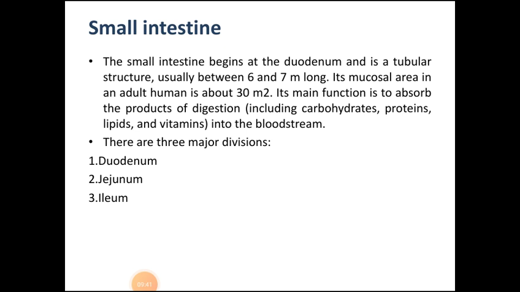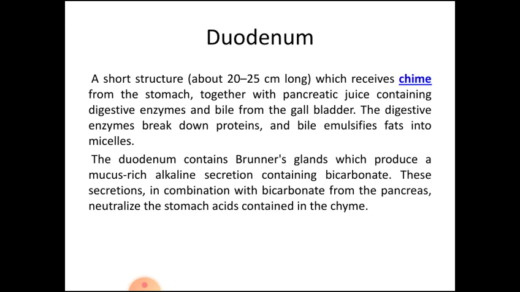Small intestine is also divided into duodenum, jejunum, and ileum. And this small intestine is about 30 meters long and has a major function in the digestion of carbohydrates, proteins, and vitamins, and is classified into three major divisions as I mentioned.